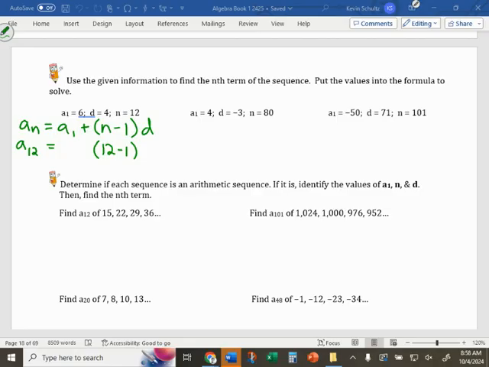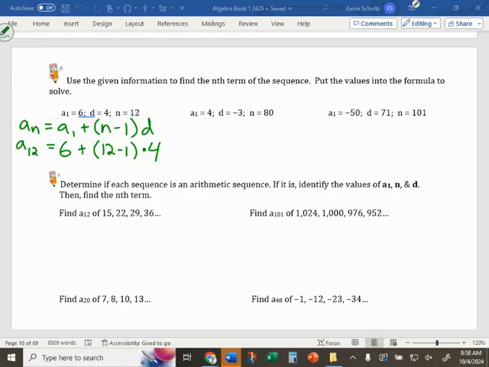What goes in for A1, the first term? 6. What goes in for D? The difference. Positive 4. Okay? Go ahead and calculate this. What is the 12th term of the sequence, starting at 6 and adding 4 repeatedly?